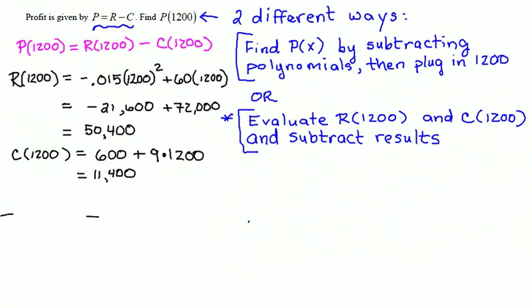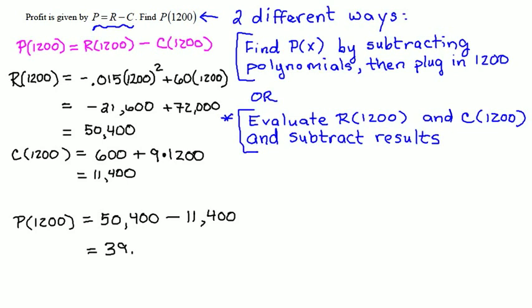So now we will find P of 1200 by subtracting these two numbers. So P of 1200 is equal to R of 1200, which is 50,400, minus C of 1200, which is 11,400, which comes out to 39,000. So we now have the statement P of 1200 equals 39,000.